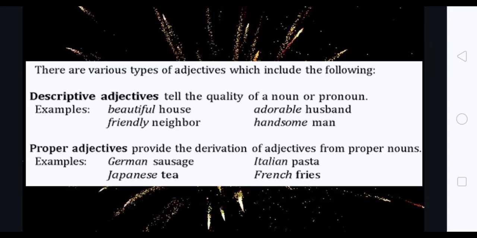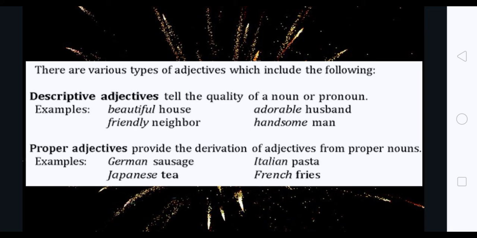We have the various types of adjectives. First, descriptive adjectives tell the quality of a noun or pronoun. Examples: beautiful house, friendly neighbor, adorable husband, handsome man. Proper adjectives provide the derivation of adjectives from proper nouns. Examples: German sausage, Japanese tea, Italian pasta, French fries.